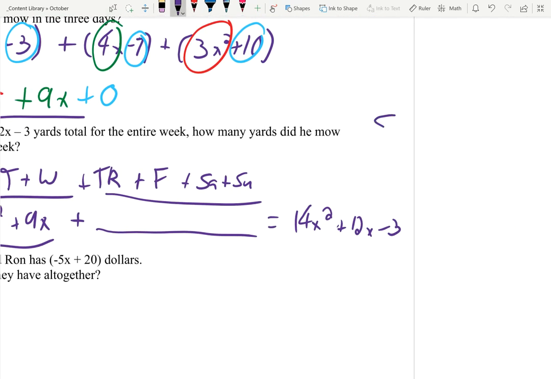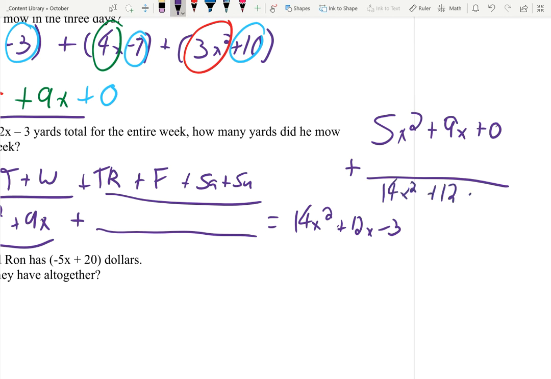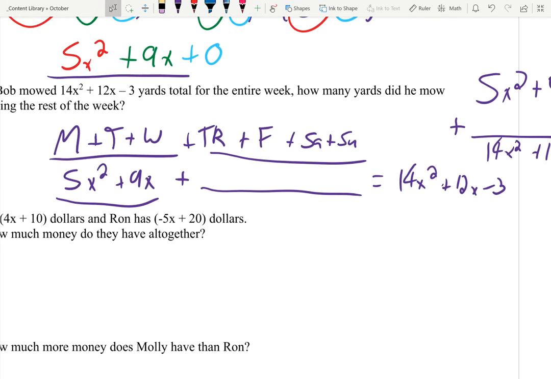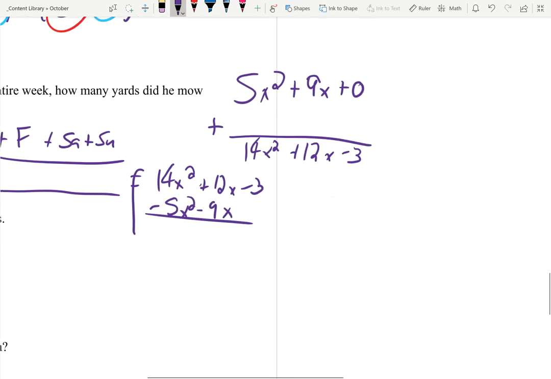You can say, hey, we have 5x squared plus 9x plus 0, and we're adding something, and we end up with the result of 14x squared plus 12x minus 3. Or you can just approach it using the subtraction, right? Saying, hey, let's subtract 5x squared, subtract 9x. We'll do that over on the other side as well. Subtract 5x squared, subtract 9x, and we'll get our grand total. So either method gets you the same thing.